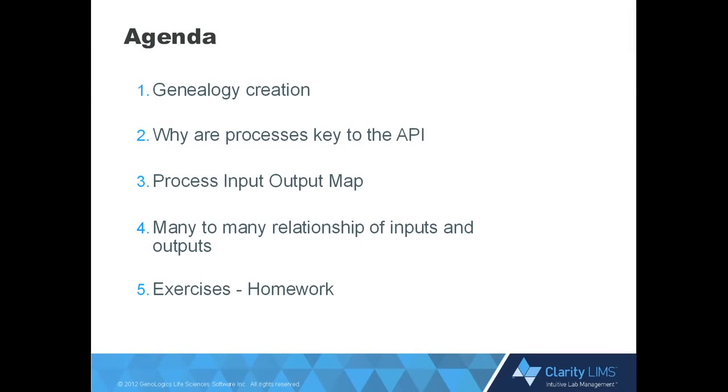So the way we'll cover this is we'll talk about what a genealogy is and how it's created. We'll touch upon why processes are the central piece of tracking within the LIMS and how an understanding of them is key to using the API in a meaningful manner. And then we'll start to look in detail at the input-output maps that a process generates, and we'll focus on the many-to-many relationships that outputs often have to inputs and vice versa. And as always, we'll end with exercises and homework.